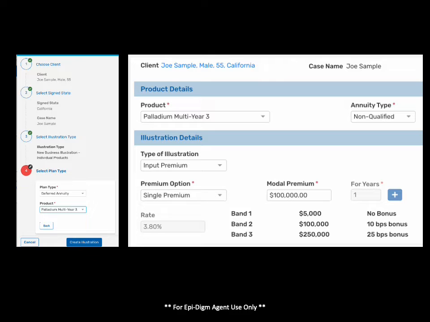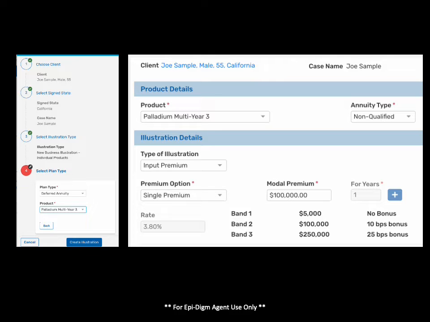And here's a screenshot of the illustration software. Joe Sample, male, 55, California, Palladium, multi-year 3. Annuity type is non-qualified. If it is an IRA, it is qualified. If it's a 401k rollover, it is qualified. You all know that. At input premium, it is a single premium product. Any course is a single premium. In this example, I'm running the illustration with $100,000 premium.